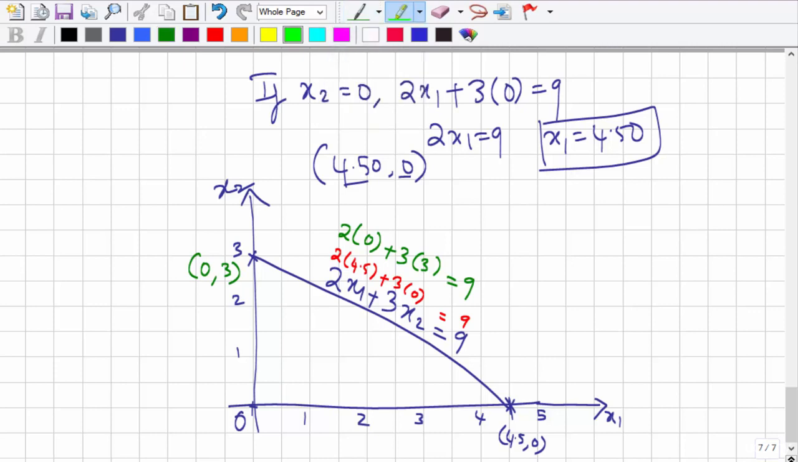So any region which is less than or equal to 9, let me shade this. Any region which is going to be less than or equal to 9 will ensure compliance with this constraint. And this constraint is 2x1 plus 3x2 should be less than or equal to 9. So this region will ensure that compliance. This region will be called the solution space. Let me write that in a different color. It will be called the solution space.